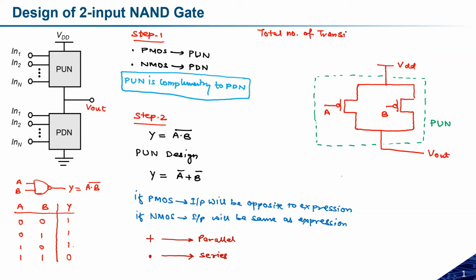So the total number of transistors in CMOS logic is equal to 2n, where n is equal to the number of inputs.